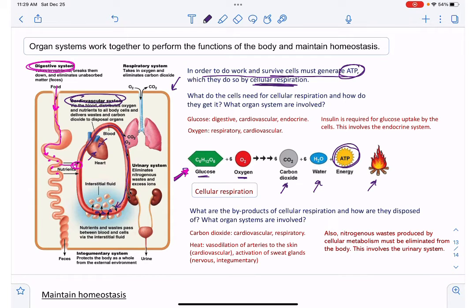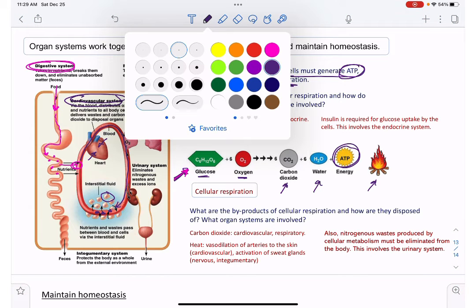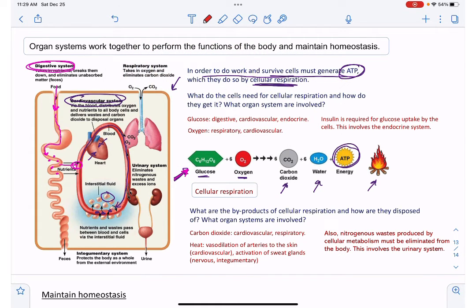But before these individual cells can take in glucose, we have to involve the endocrine system. And specifically what happens is the pancreas releases insulin. Insulin binds to this cell, and that allows these individual cells to take in glucose inside of the cell so they can undergo cellular respiration. So the endocrine system is involved.